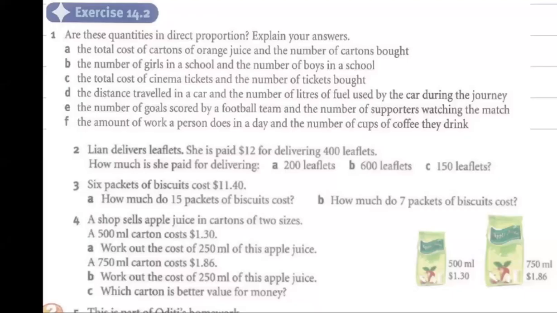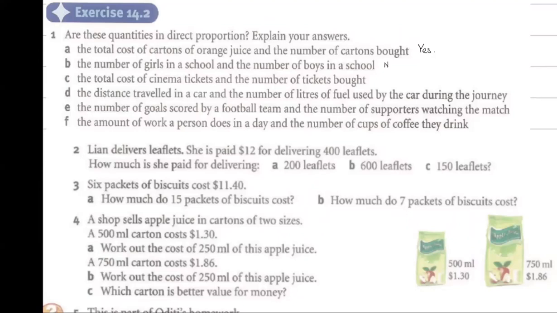Okay, so let's look at exercise 14.2. Are these quantities in direct proportion? Explain your answer. Total cost of cartons of orange juice and the number of cartons bought. Yes, they are directly proportionate, because when one goes up, the other one goes up as well. Next one, the number of girls in the school and the number of boys.